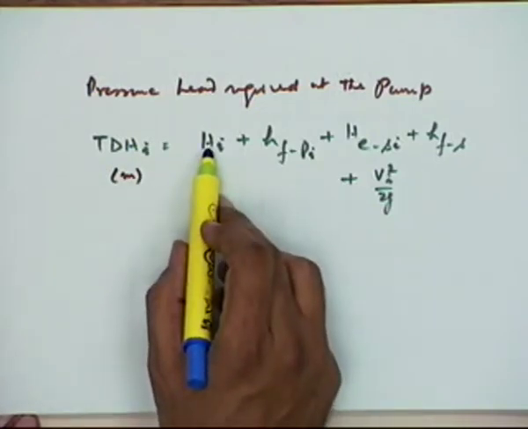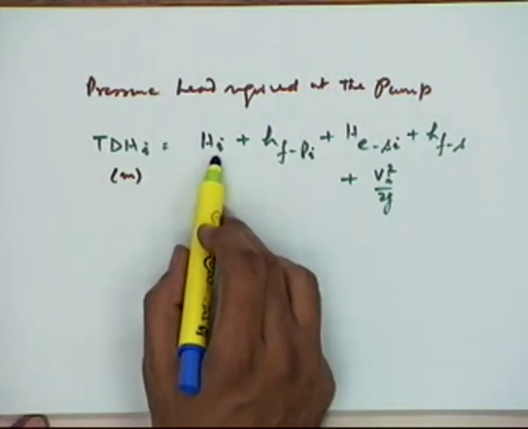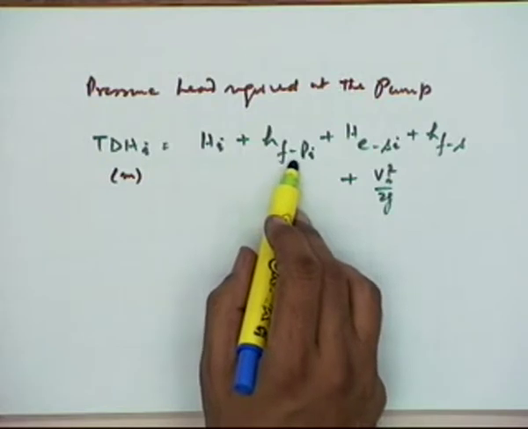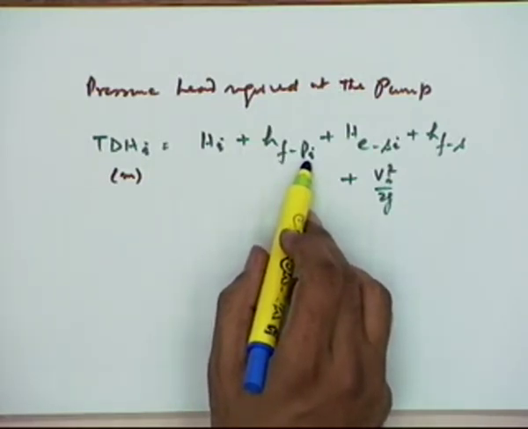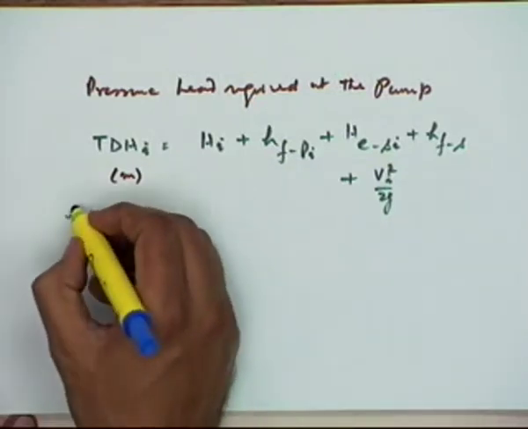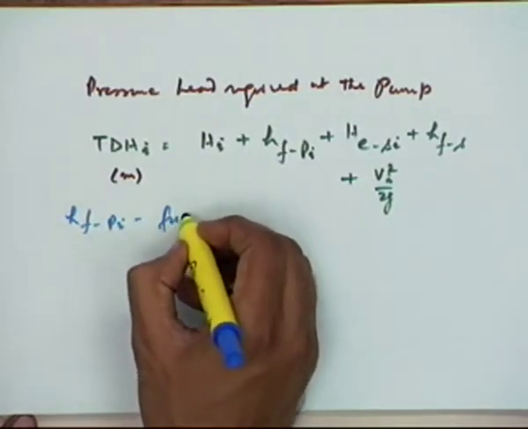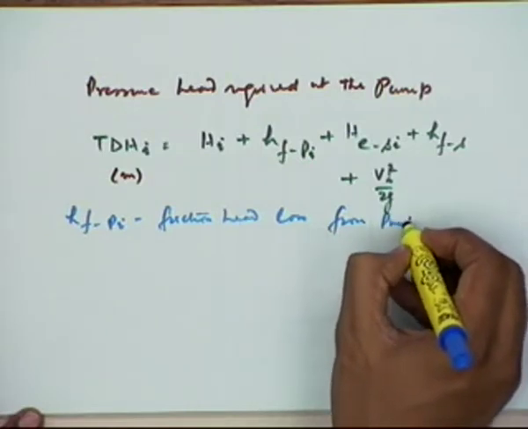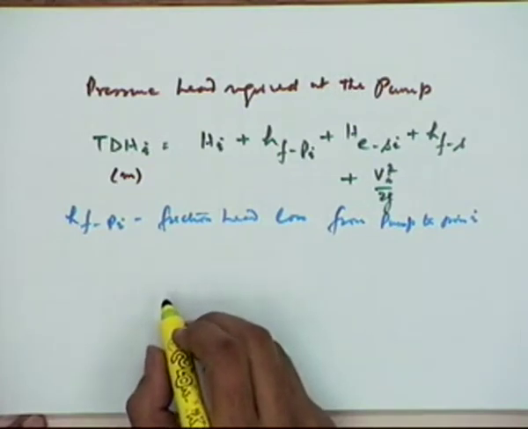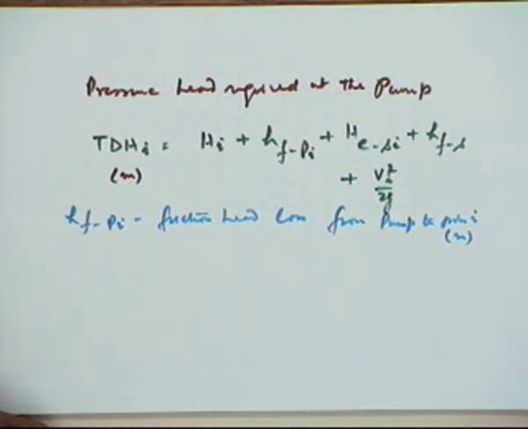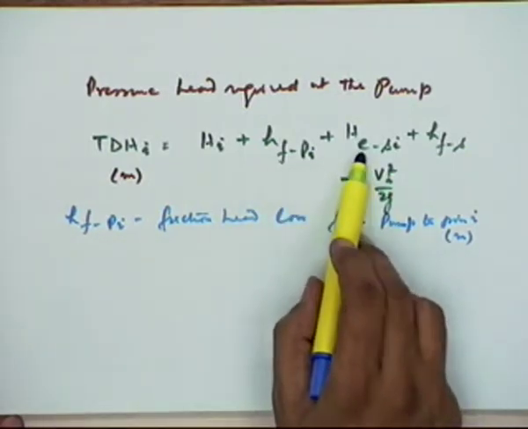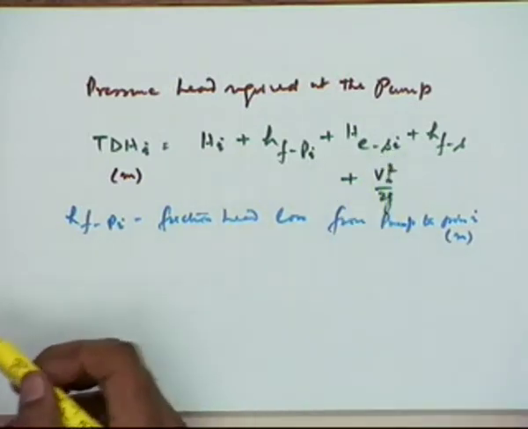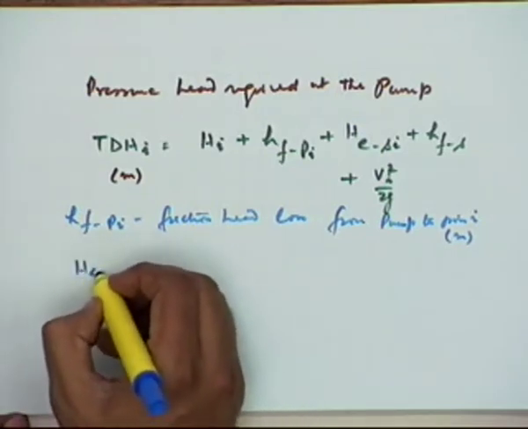And HI, we already know what we have already mentioned. The HI is the pressure at that particular location, plus HF dash PI is the friction head loss from pump to point I, expressed in meters again. And the other items are also similar. This is the increase in elevation head from the sump to the point I, or the level of the water source, HE.